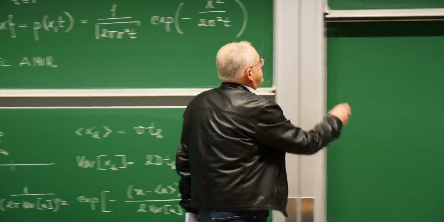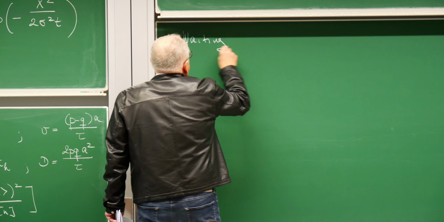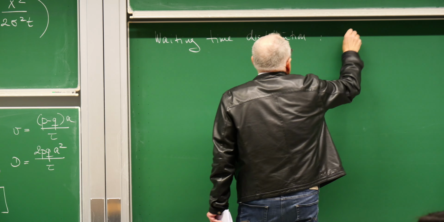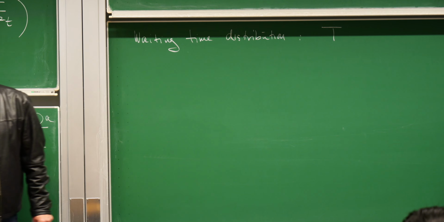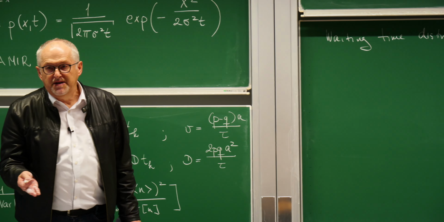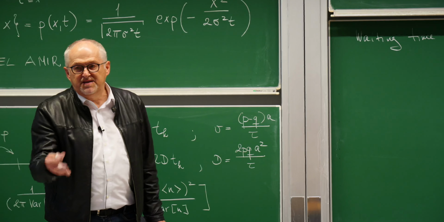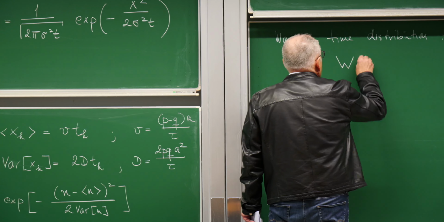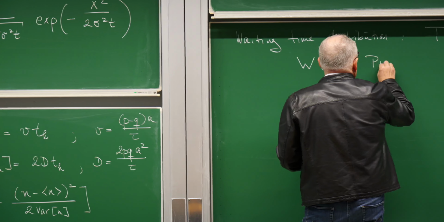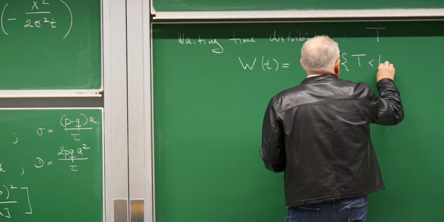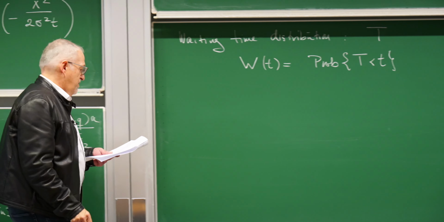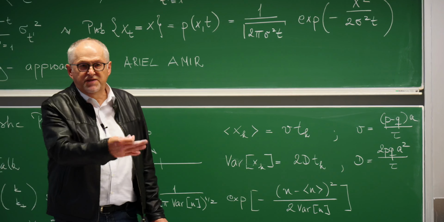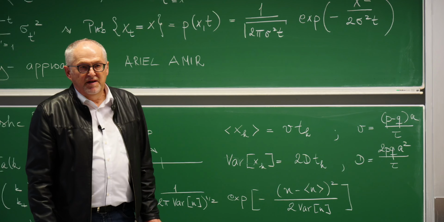All right, now waiting times distribution. So again, as always, when you think about a stochastic process, you need to say, what is your stochastic variable? Now my stochastic variable is the waiting time. How long does it take for me to step forward? And I can define a cumulative waiting time distribution. Let me write it down. So it's the probability that my waiting time t is less than a given time t. That's a cumulative distribution function for my stochastic variable.